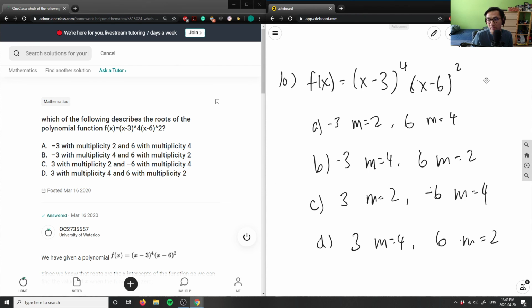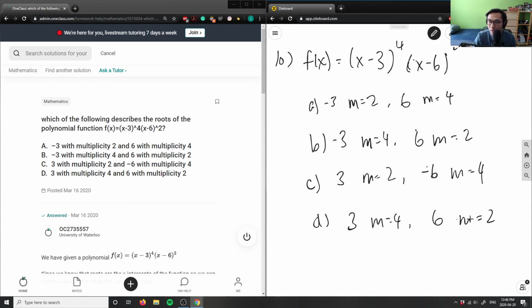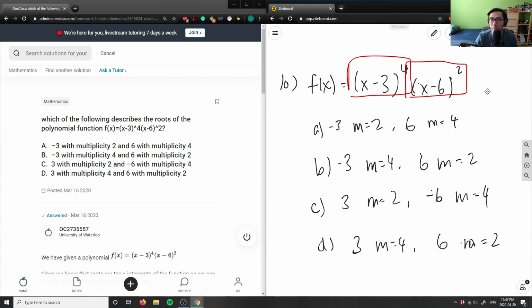Okay, so I have to figure out what is multiplicity, and what am I doing with those things here? Multiplicity is about the degree of what we have, for example, a high order polynomial. We have something to the power of, in this case, 4 times 2 here. What we can do is break this function into two parts, right? So I have (x minus 3) to the power of 4. This is simply a quartic function.